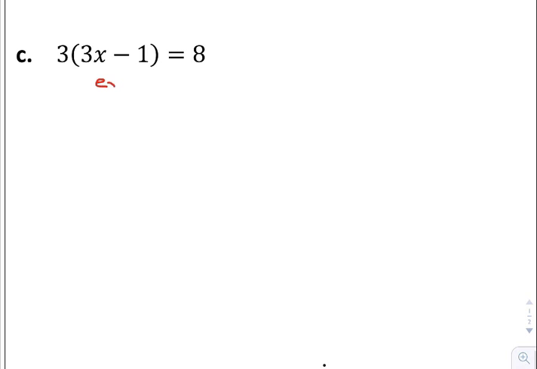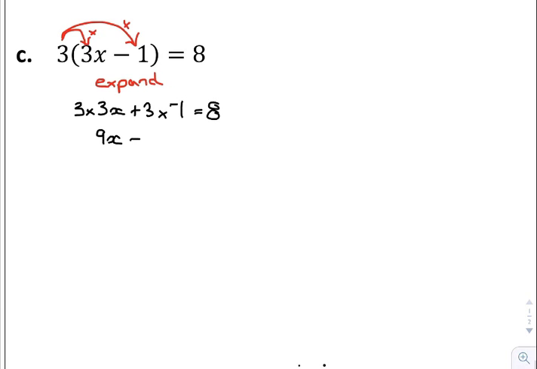Now, first step of what we're going to do then is to expand. When we expand, we'll get 3 times 3x minus or plus negative 1 times 3. This will equal 8. Simplifying that is 9x minus 3 equals 8.